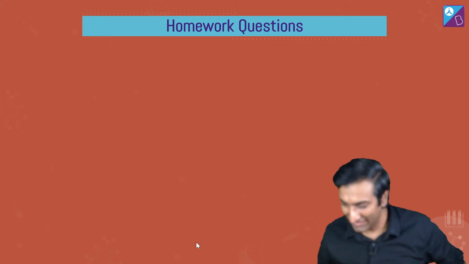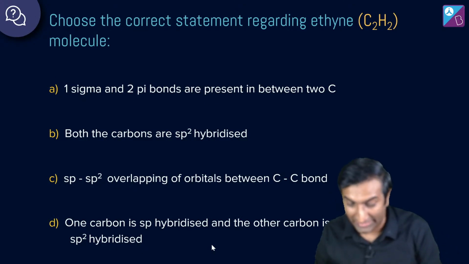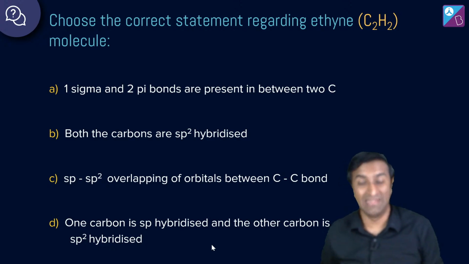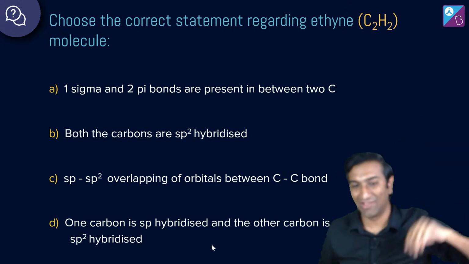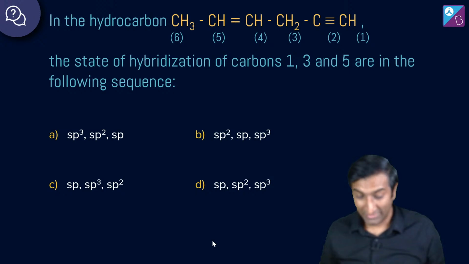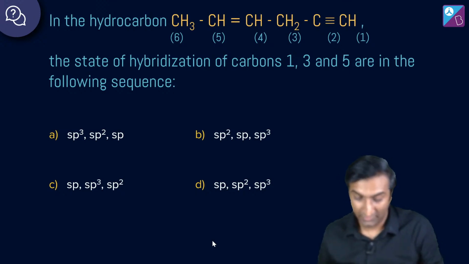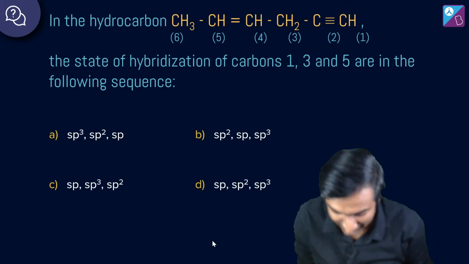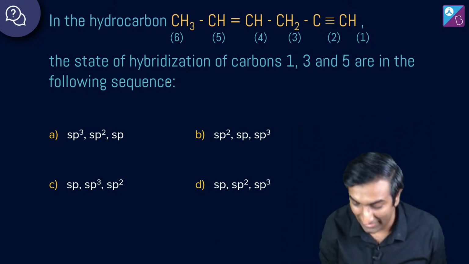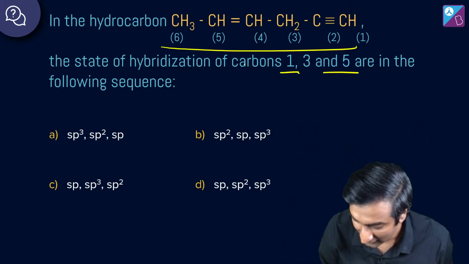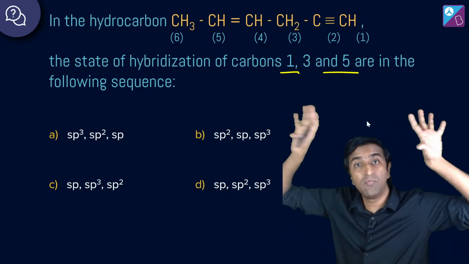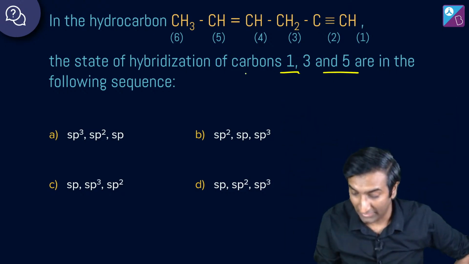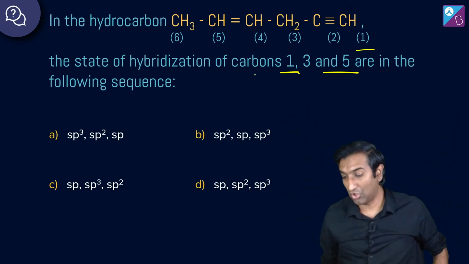Two homework questions are coming up for you. Choose the correct statement regarding ethyne. How many sigma, pi? It's about hybridization, sp, sp2. Okay, try it and give your answer in the comments. And the last question is this right here. In the hydrocarbon, blah, blah, blah, state the hybridization of carbon 1, 3 and 5. What is the hybridization of carbon 1, 3 and 5? Look, one compound can have different hybridizations, right? This is what whole organic chemistry is all about.